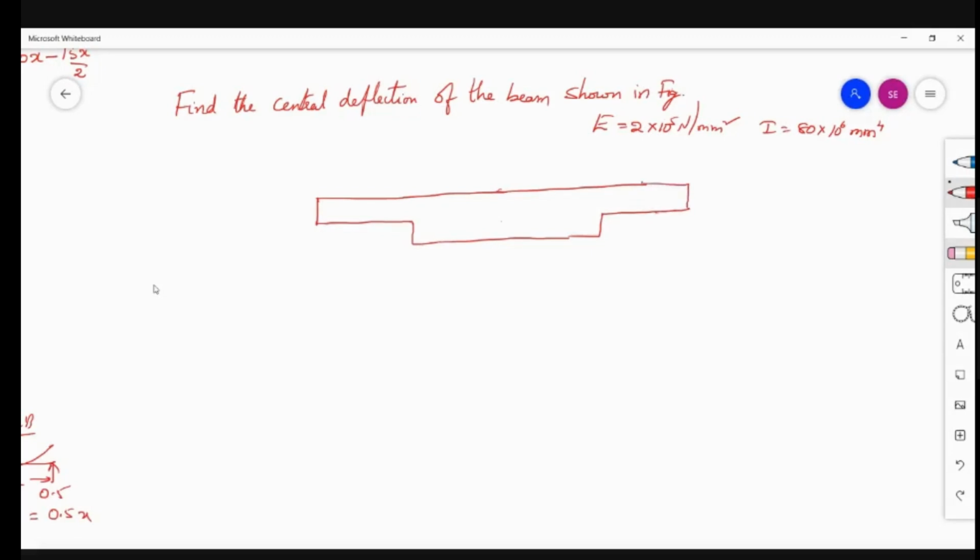Here there is a change in the moment of inertia, hence that is given like this. Here the supports are like this. So central deflection means at E, the deflection is to be calculated. At E, there is a concentrated load which is 100 kilonewtons. Here this moment of inertia is 2I, this is I, this is I, and each portion is having a distance of 2 meters.